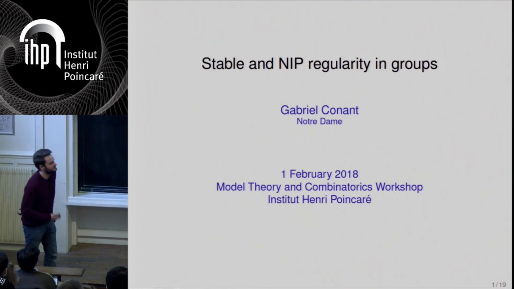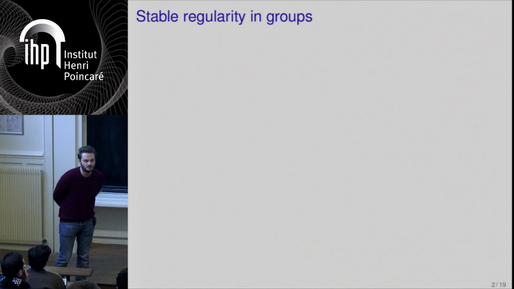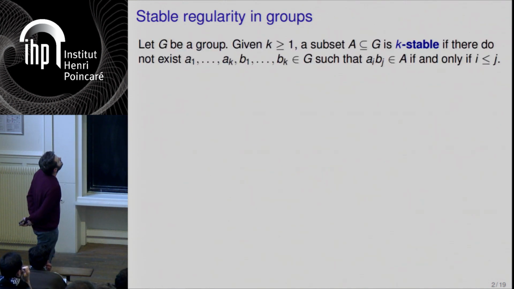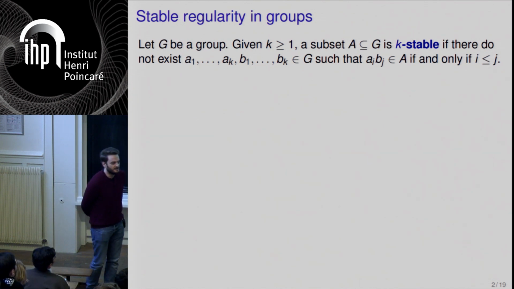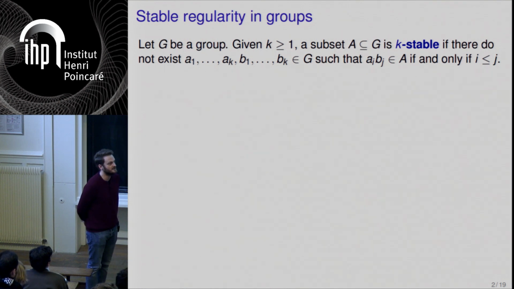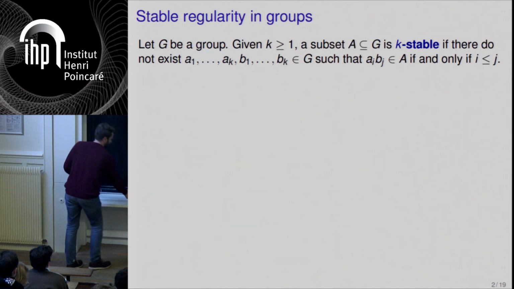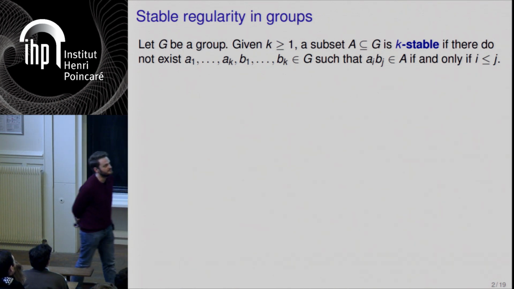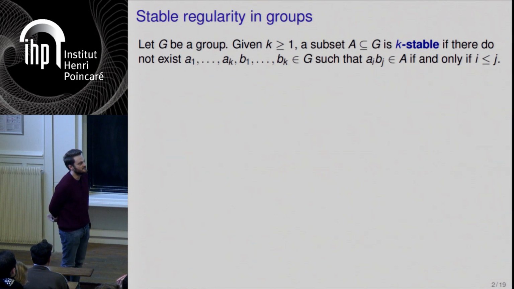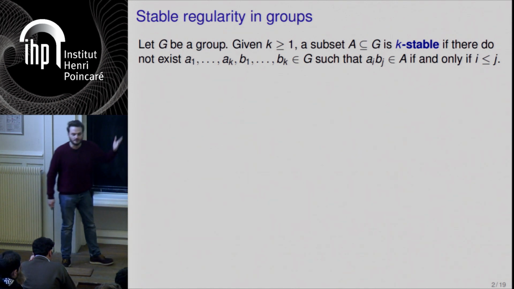So I'll remind you the main definition from the last talk is this notion of a stable subset in a group. In this talk, I'm going to be looking at arbitrary finite groups. So let G be a group, and given some integer k greater than or equal to 1, again, it's the same definition. I take a subset A and I say it's k stable if the binary relation, y times x is in A, omits a half graph of size k. So there do not exist a_1 up through a_k, b_1 up through b_k, so that the product a_i times b_j is in this set if and only if i is less than or equal to j. Or saying this formula does not have the k order property.